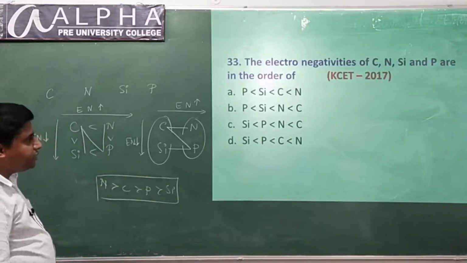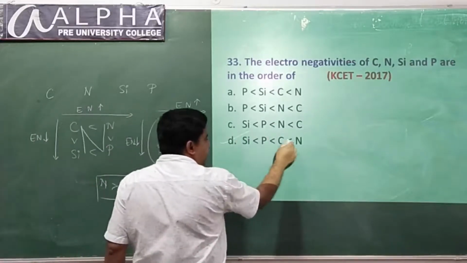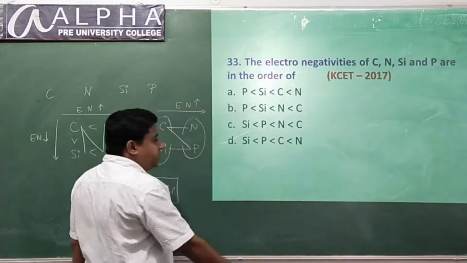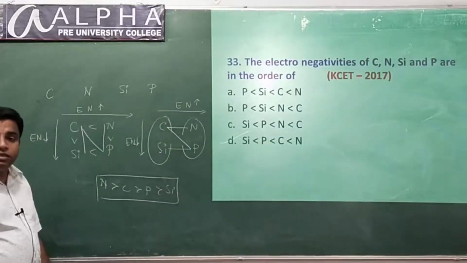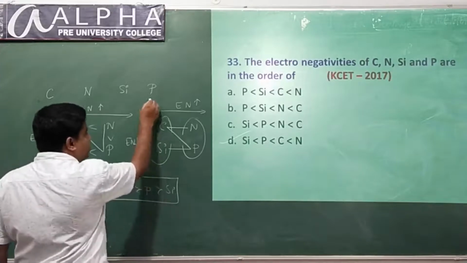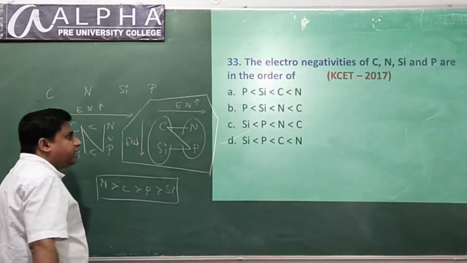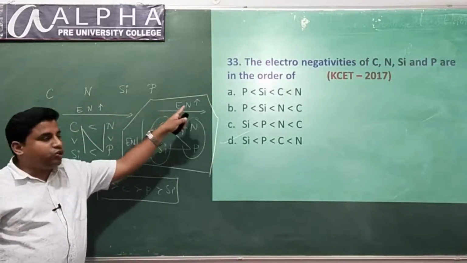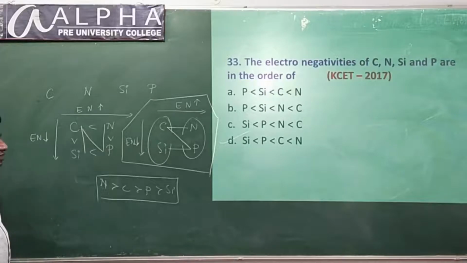What is the correct answer for it? Yes, excellent, it is option D. Nitrogen is more electronegative than carbon, which is more electronegative than phosphorus, which is more electronegative than silicon. Therefore, the answer is option D, the zigzag manner. Remember this rule always: along the period, electronegativity increases; down the group, electronegativity decreases.